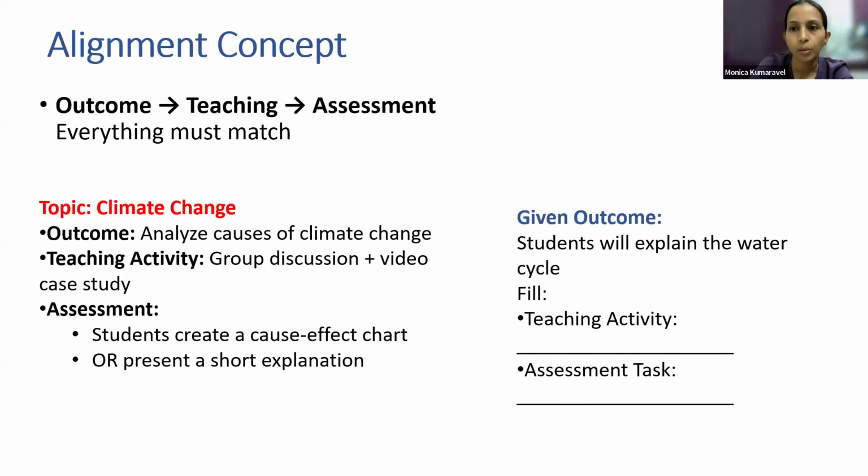Also, we can give some logical sequence of the cycle, drawing the diagram, correct labeling of the four important stages. All these kinds of assessment we can give, right? Exactly. Fine. Okay, so I hope you understand this triangle: outcome, teaching, and assessment. They should always match together in lesson planning.